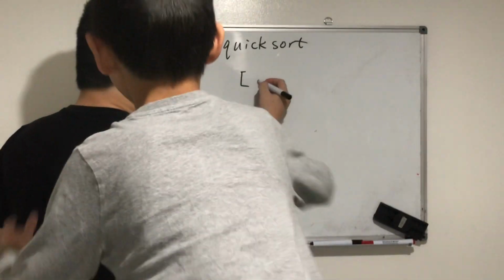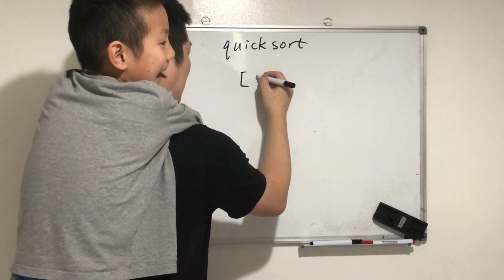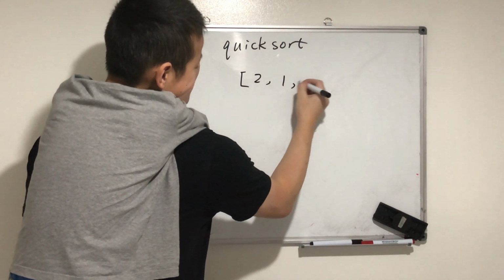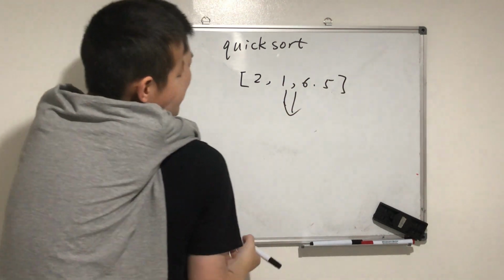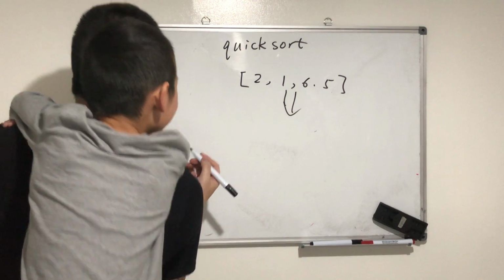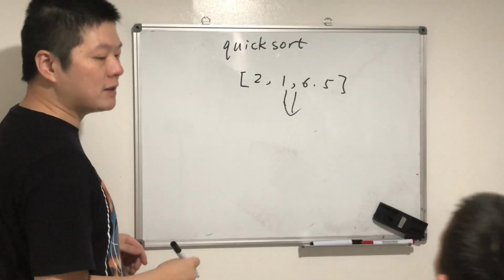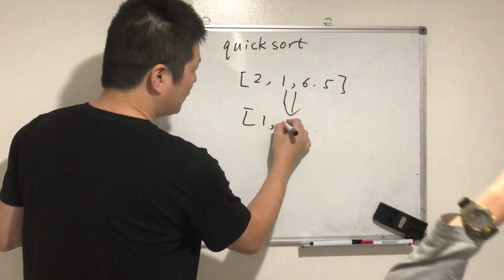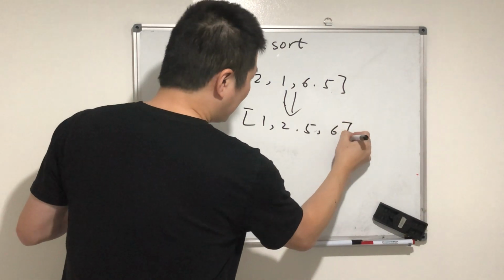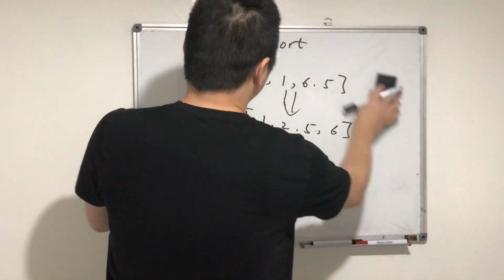Look, if you're given the numbers 2, 1, 6, 5, after quick sorting, what do you think you will get? Okay. 1, 2, 5, 6. Okay. So that's the sorting algorithm.